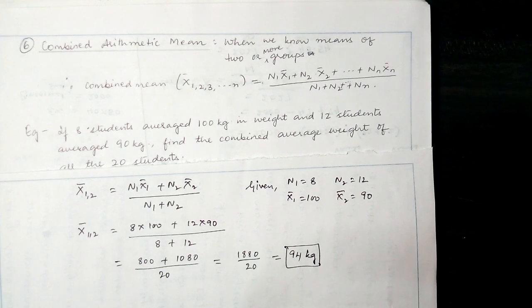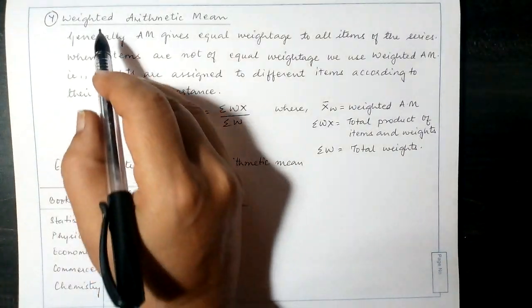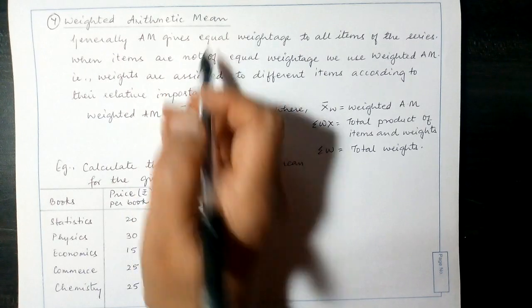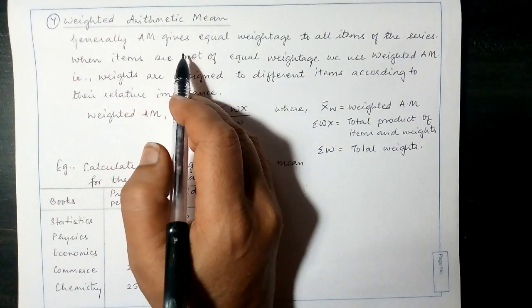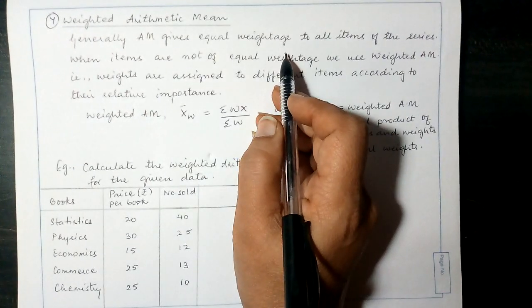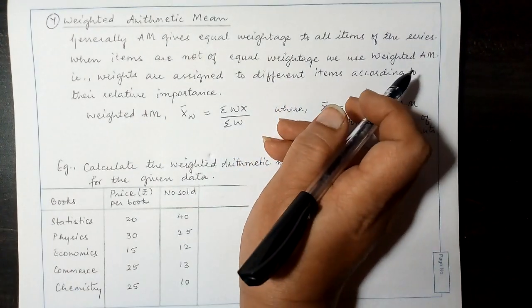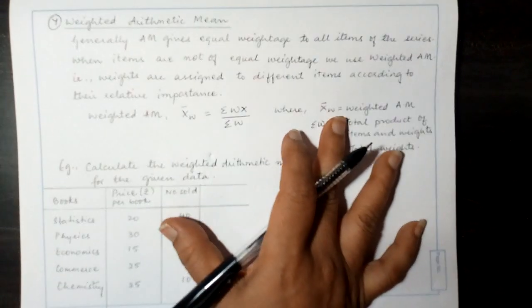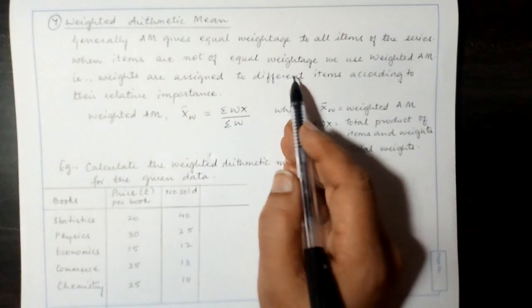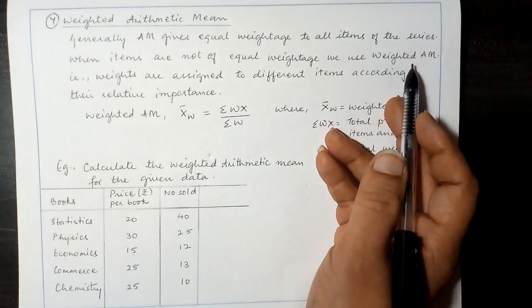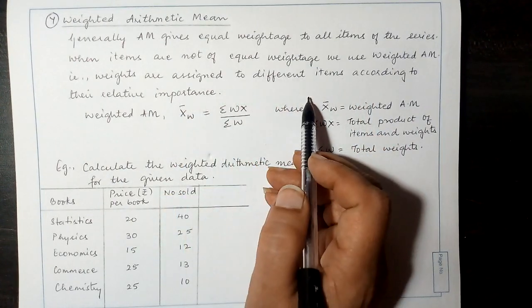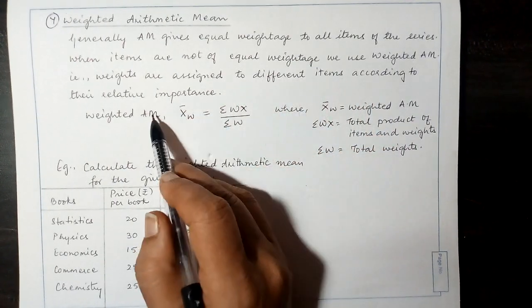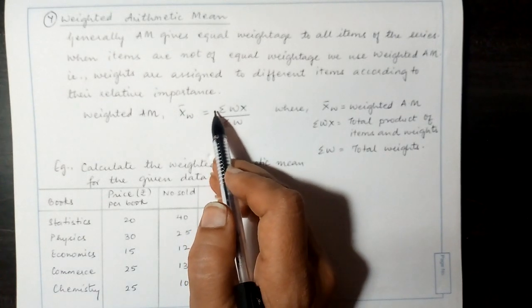Okay. The last condition is weighted arithmetic mean. Generally, arithmetic mean gives us equal weightage to all items of the series because it is equally distributed. But when items are not of equal weightage, then we use weighted arithmetic mean. That is, weights are assigned to different items according to their relative importance.